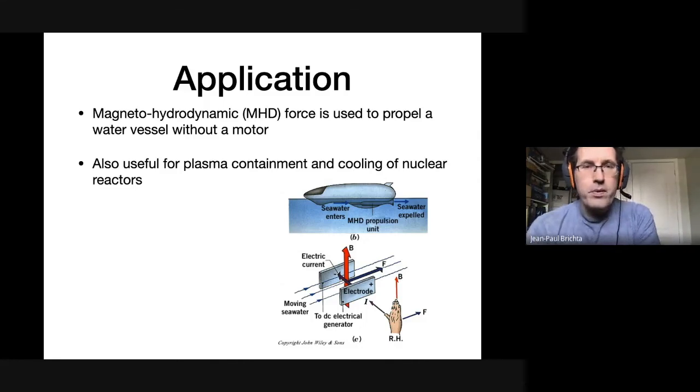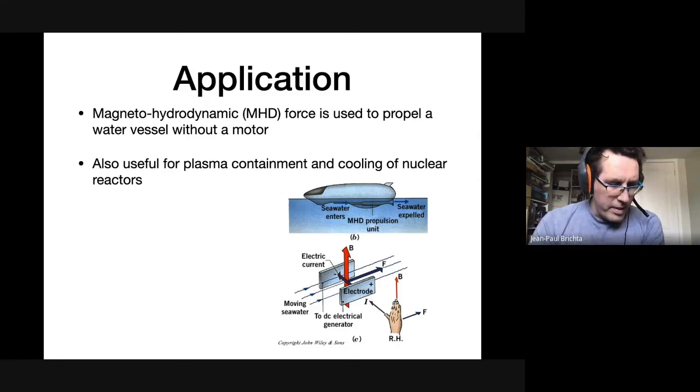Magnetic forces are also used for plasma containment. So if you ever hear about fusion reactors that use tokamak geometry, it's basically like a gigantic donut or toroid, a torus. So in that case, the plasma is kept inside of there using very strong magnetic field containment.